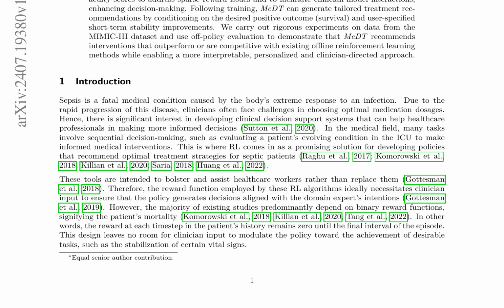Rigorous experiments on the MIMIC-III dataset demonstrate that MeDT recommends interventions that outperform or are competitive with existing offline reinforcement learning methods. MeDT's approach highlights the importance of incorporating clinician input and interpretability in clinical decision support systems, particularly in high-stakes decision-making tasks like sepsis treatment.